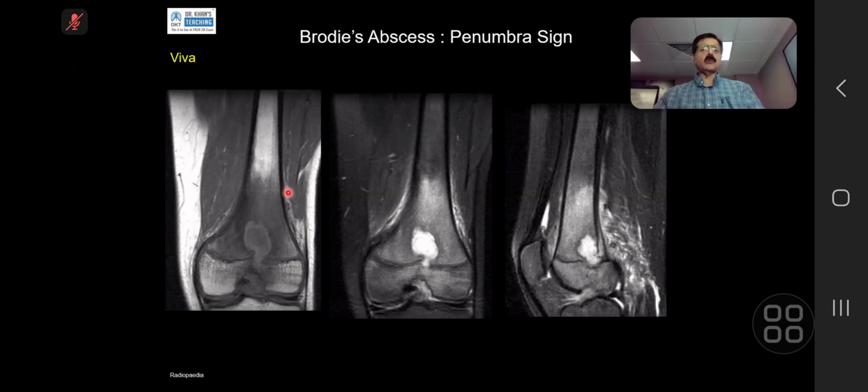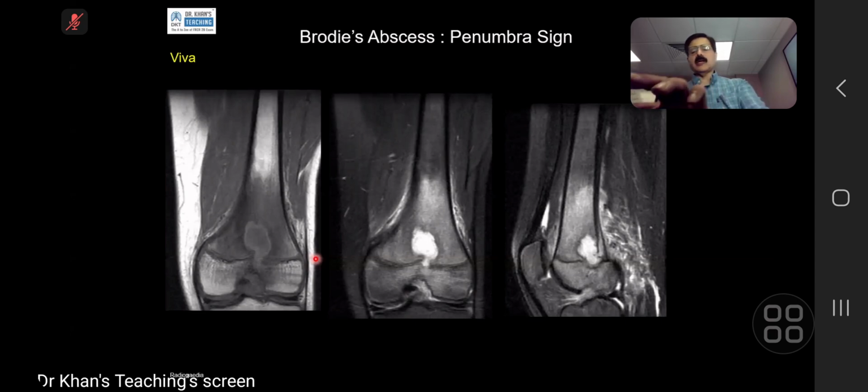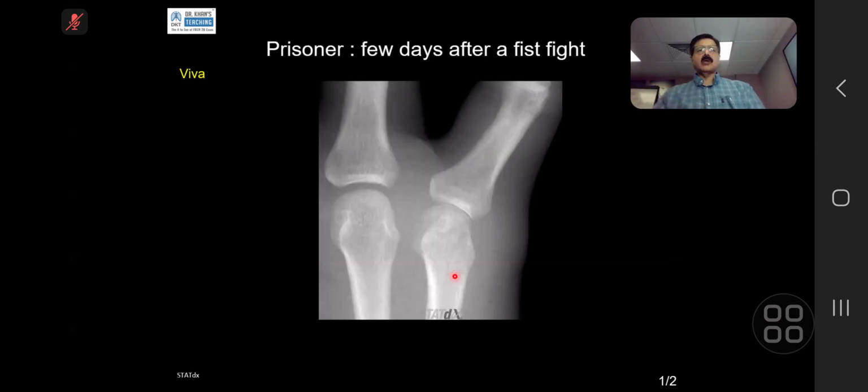Excellent. So the main point to remember is that on a T1 weighted sequence, a Brodie's abscess or intra-osseous abscess has a high signal rim on a T1 weighted sequence. This is the key point to remember, and you can call it a Brodie's abscess. This one again is metaphyseal, but it is also extending to the epiphysis.